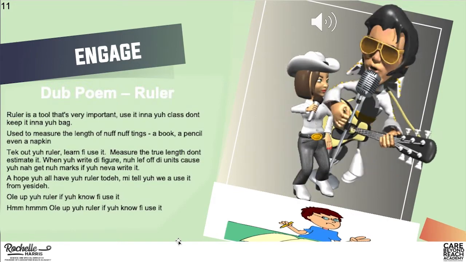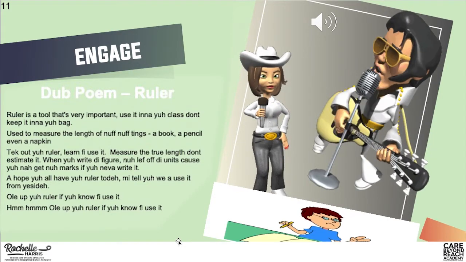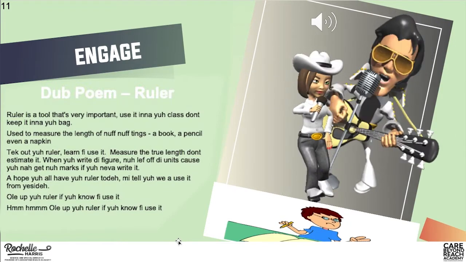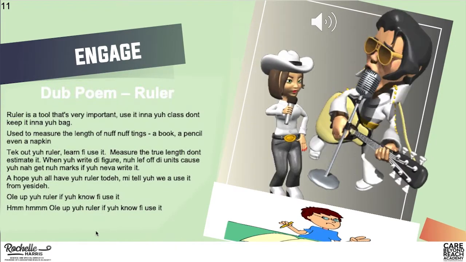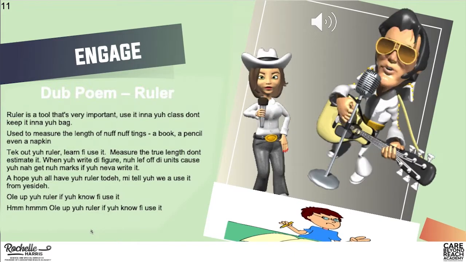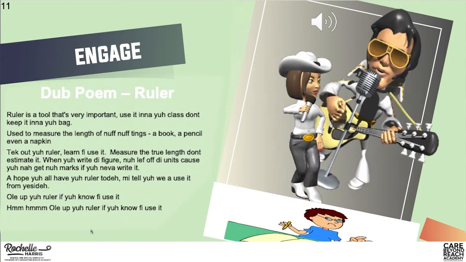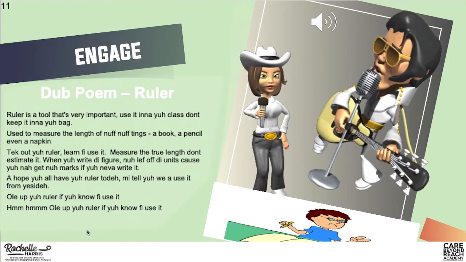And so we start our engagement activity with a dub poem, which is what we just listened to. So it's telling them that, listen, you were told to bring your ruler yesterday, make sure you have it today. The ruler can be used to measure so many things. So that's what this engagement activity is about. Showing them that they can use a ruler to do several things, to measure several things.